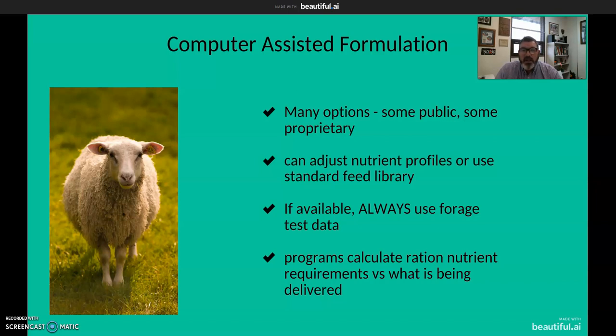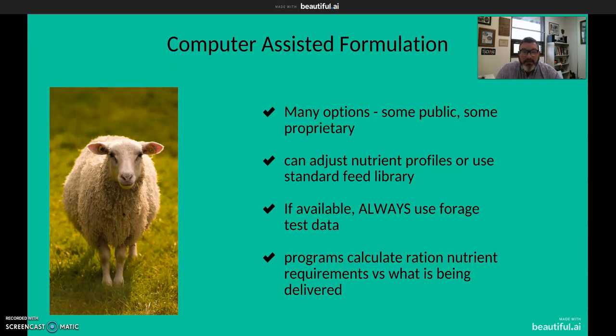formulation. There's a lot of different programs out there. There's many, many options. Some of them are publicly available for sale, and some are proprietary that companies own and do not share with the public. But just know that there are several options out there, and of course, as with anything else, some better than others. You have the ability when you go into those programs to adjust nutrient profiles. So if you have alfalfa hay on the farm, you get it tested, you can go in and adjust that nutrient profile, or you can just use the standard feed library.